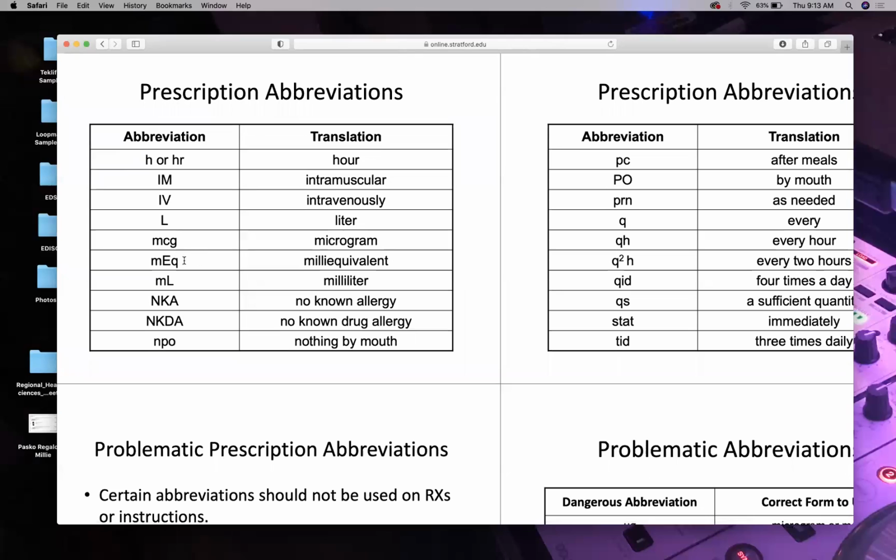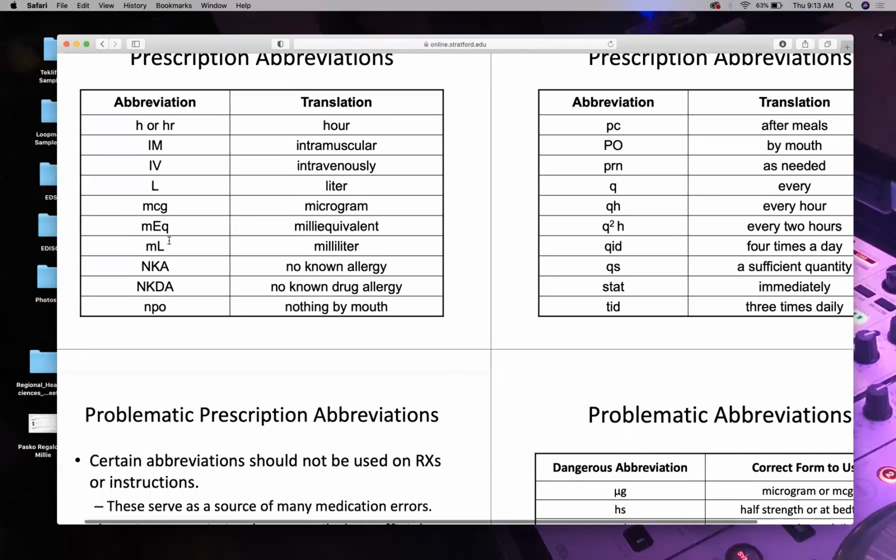or milliequivalent, MEQ. You could write that, but I write the whole word microgram, because all it takes is that C to get smudged and it looks like milligram. And if you give milligrams instead of micrograms, you now overdose your patient by 1,000%, which is not good. ML, milliliter, which is also the same thing as a CC or cubic centimeter.